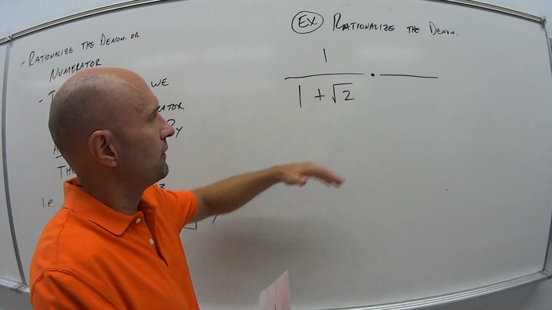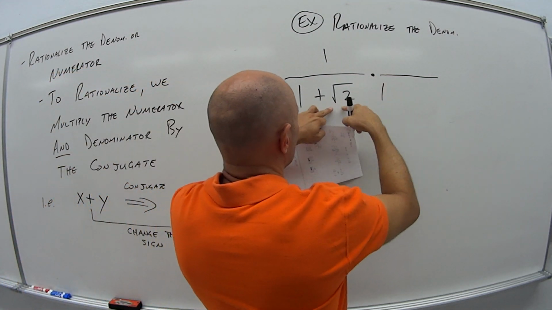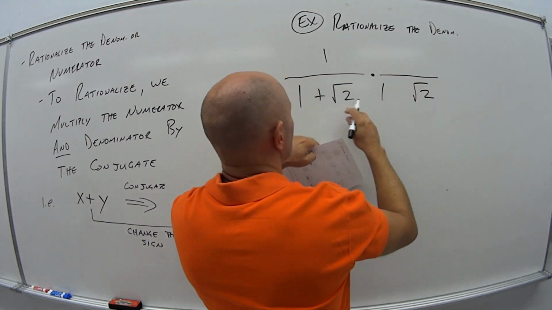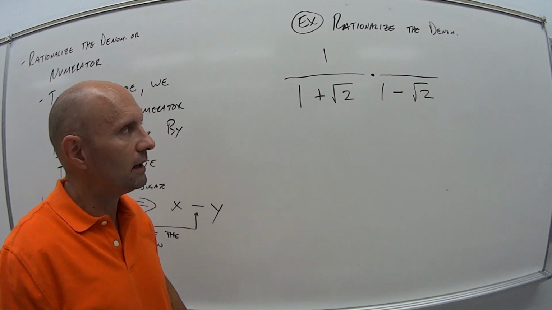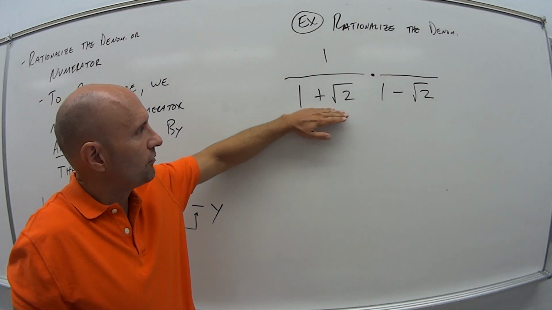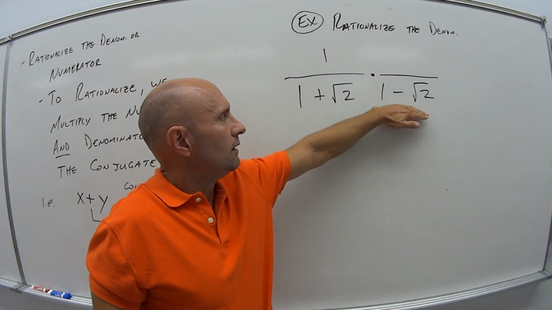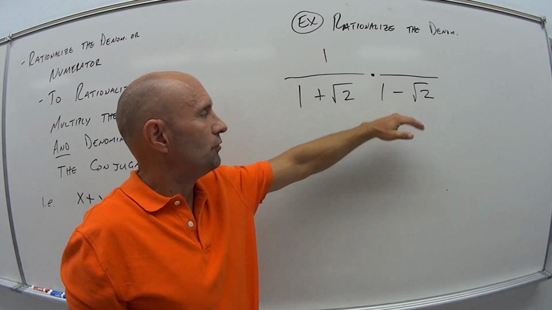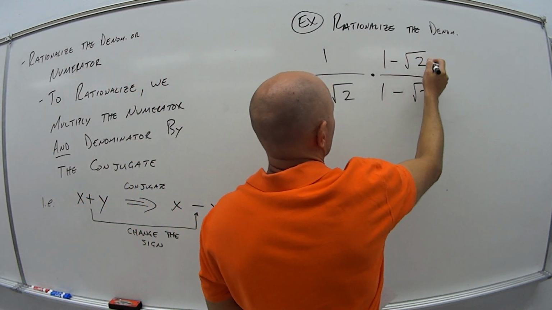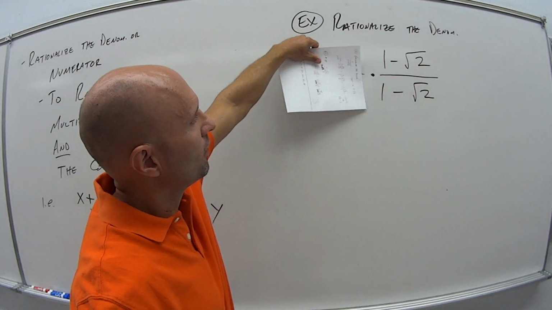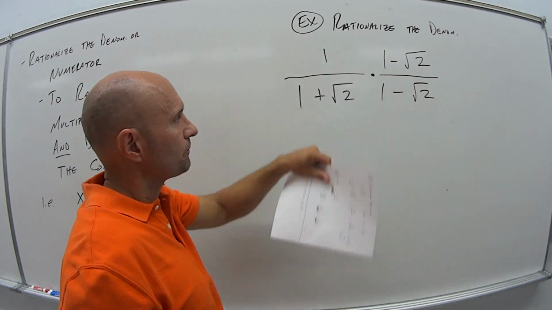So the conjugate for this would be what? Well, it's still 1, it's still square root of 2. The only difference now is it becomes a minus sign. The conjugate of 1 plus radical 2 is 1 minus radical 2. And again, we have to do the same thing in the numerator. That way, this whole piece that we're multiplying by is just 1.